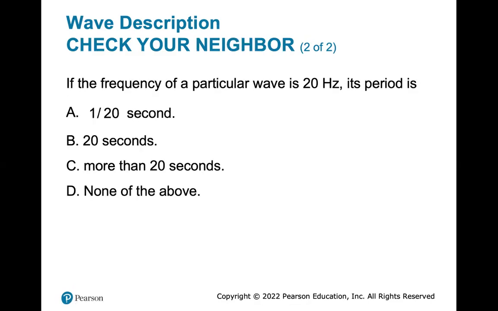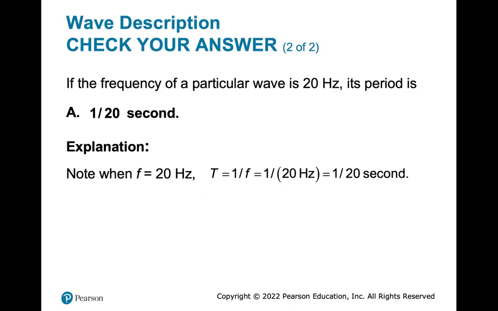Okay, the frequency of a particular wave is 20 hertz. So its period is the inverse, the reciprocal, which is 1/20th of a second. Okay, there we go. The period is equal to 1 over the frequency, which is 1/20 hertz, which is 1/20th of a second. Okay, you could say if hertz is cycles per second, well, this is 1 over cycles per second, so it ends up seconds per cycle. So it's 1/20th of a second per cycle. That's another way to think about it.